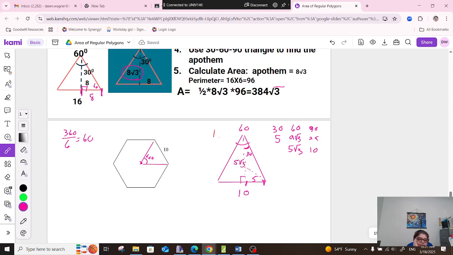And I'm going to stop right there to let you digest what I just said, because that was actually quite a bit. I'm going to wait a few, like a minute. You look it over. And make sure you understand why that apothem is 5 square root 3.